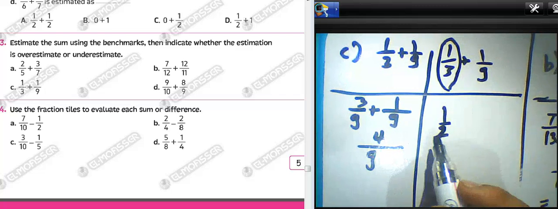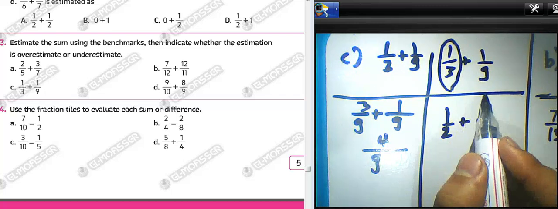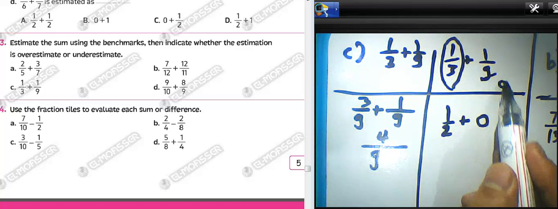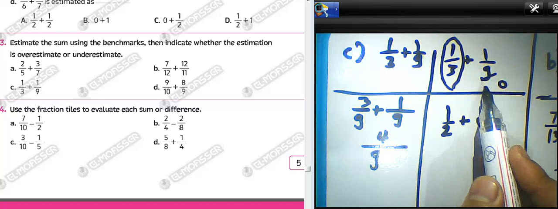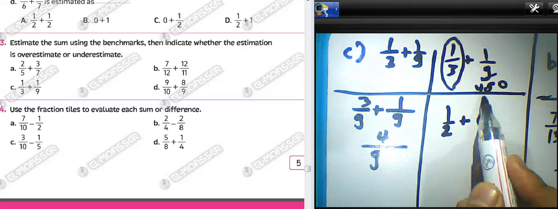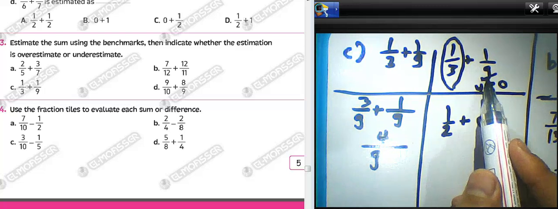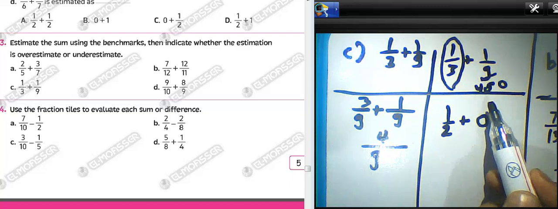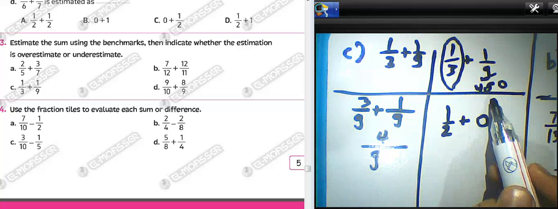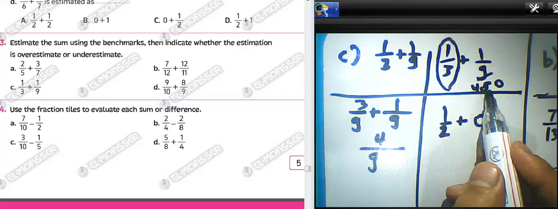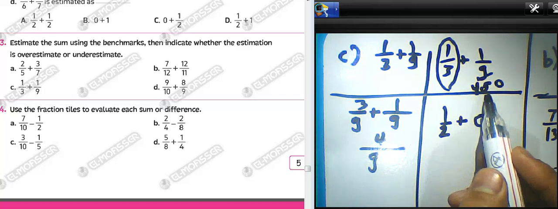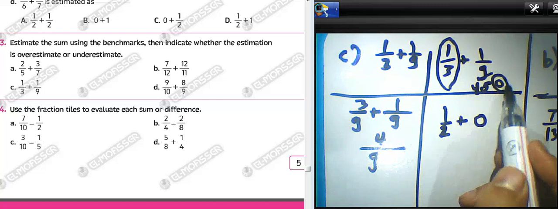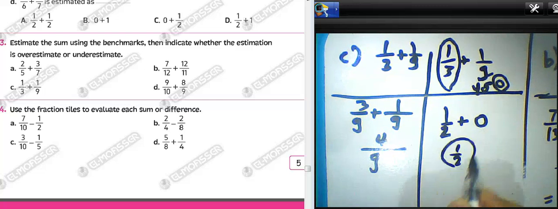A third is nearest to half. And 1 over 9 is nearest to 0, because 1 is nearest to 0. It's less than half of 9, because half of 9 is 4.5. It's nearest to 0, and we have a long distance between 1 and 4.5, so it's nearest to 0, and then it will be half.